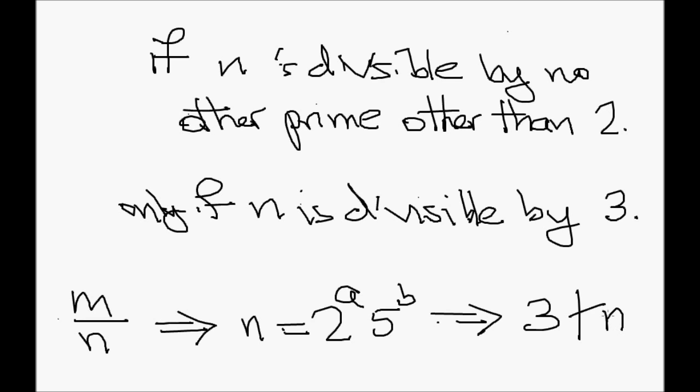So if m over n terminates, then n is going to be some power of 2 times some power of 5, and that implies 3 does not divide n. So if it terminates, that happens only if n is not divisible by 3. However, that's not an if and only if.